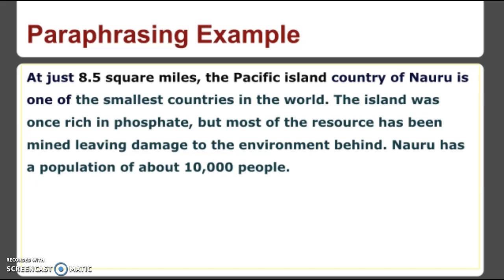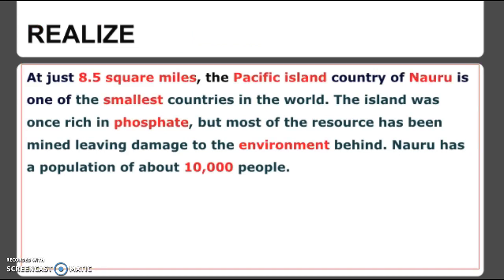So first, we need to realize that some of those things just can't be changed because they're facts. Some examples are 8.5 square miles. That's just how big it is. It's an island in the Pacific Ocean. Its name is Nauru. It's small. Phosphate is the mineral that's mined there. I'm choosing to keep this word environment.